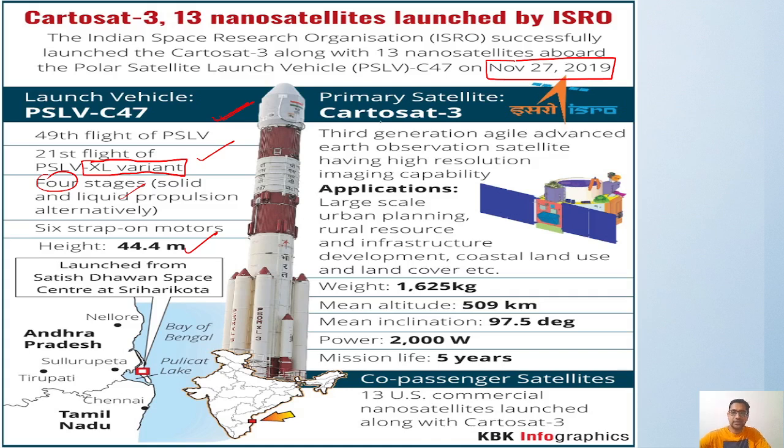And this is a third generation agile advanced earth observation satellite. Application we have already discussed. Weight is 1625 kg. It has to be sent at an altitude of 509 kilometers. That means it is a low earth orbit, and mission life is 5 years. Along with that, 13 US commercial nano satellites are also being sent along with this Cartosat satellite. The US is always sending various satellites along with our own launch vehicles.